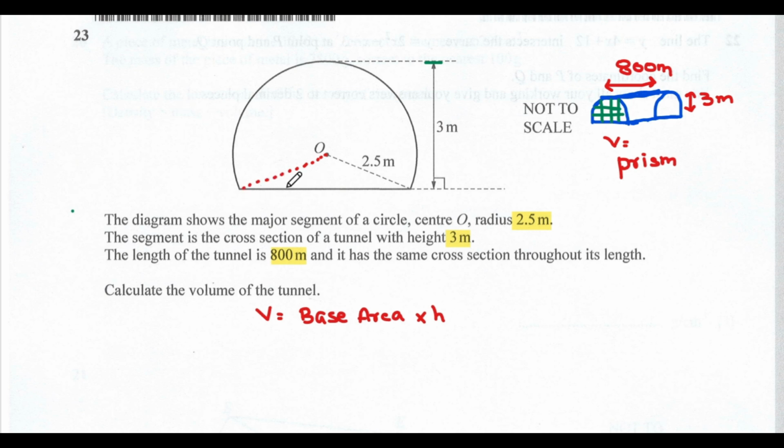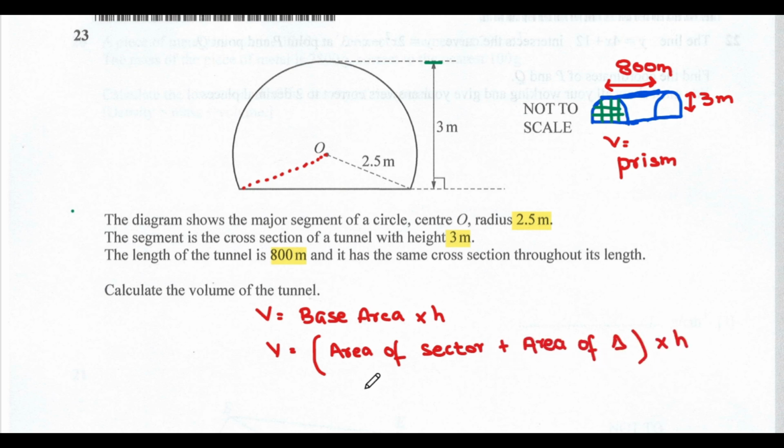Now this base has two shapes inside it. The first shape is the sector and the other is the triangle. So the base area is the area of both, area of sector plus area of triangle, and I'll add them both and multiply this by height to get the volume.